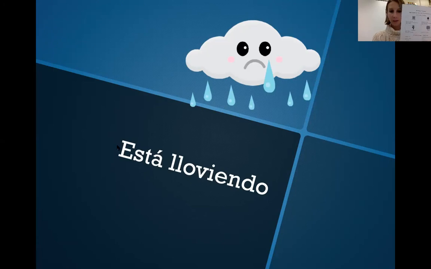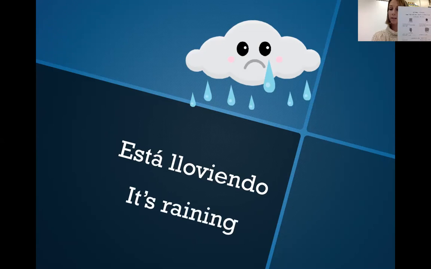Next to that, please write está lloviendo, what you see here on your screen. Repiten, está lloviendo. Está lloviendo. That also means rainy. It's just another way to say it. So make sure you add that part down. Está lloviendo. Rainy. Or it's raining. They both work.